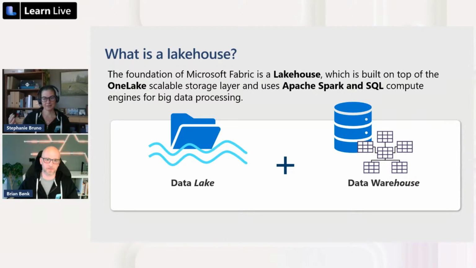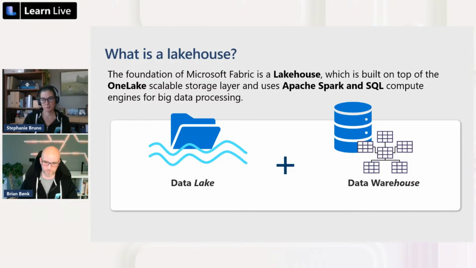So first of all, what is a lakehouse, right? Historically, we've had our data lakes and we've had our data warehouse. So the foundation of Fabric is the lakehouse, which is built on top of the OneLake storage layer. It uses Apache Spark and SQL compute engines for big data processing. It's a unified platform that combines, on the left, the flexible and scalable storage of a data lake, and on the right, the ability to query and analyze data of a data warehouse.